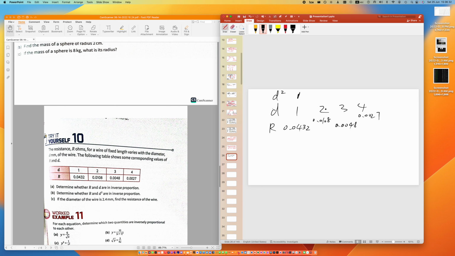So answer yourself. D square is up or down? The trend is up. But for the R, up or down? Down. Okay, good. So you can decide whether it's inverse or not inverse. Part B: it's inverse. Then write down why: because D square goes up, R comes down. So you write down whether it's indirect or inverse, and the reason.